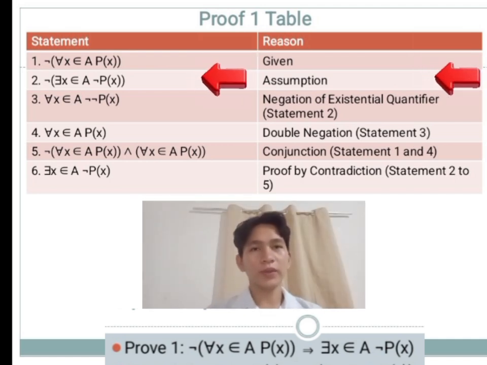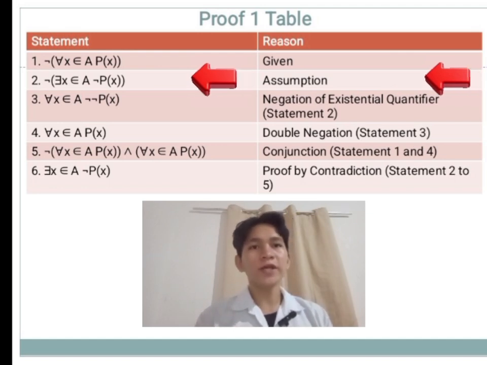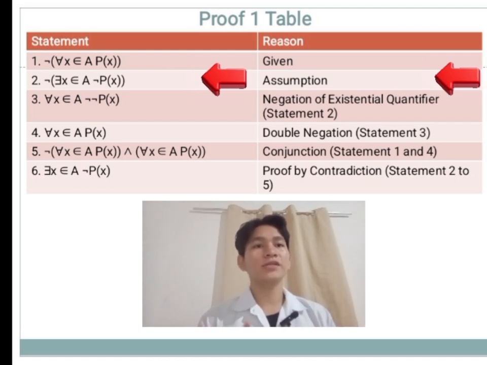In statement number two, we give our assumption. Our assumption is the negation of "there exists x in A such that not P(x)." To prove the implication, we assume the negation of the conclusion. This means that we assume no element in A violates P(x). In other words, we assume there is no x in A for which P(x) is false. This assumption will be used to derive a contradiction.